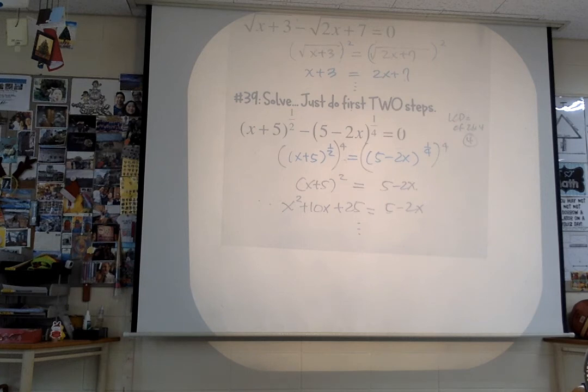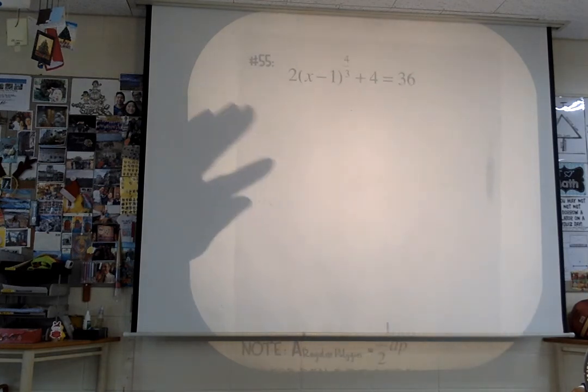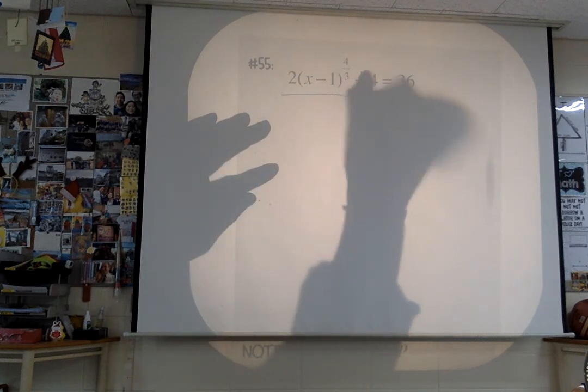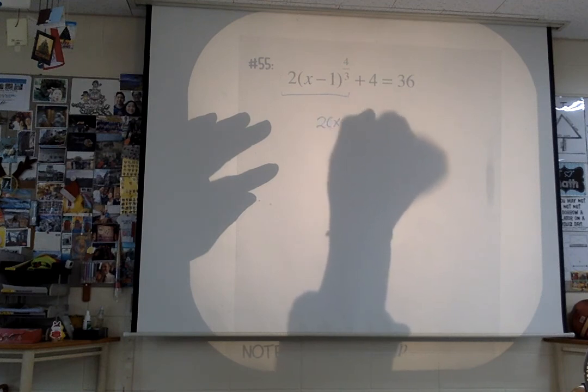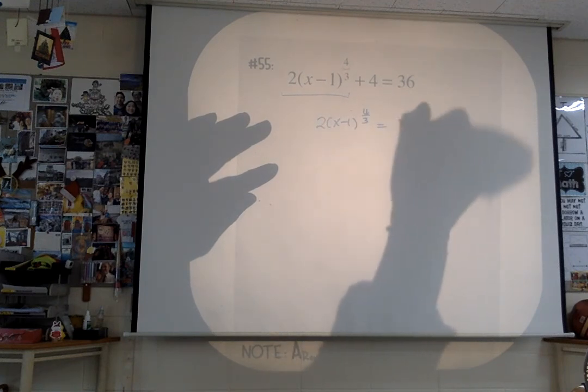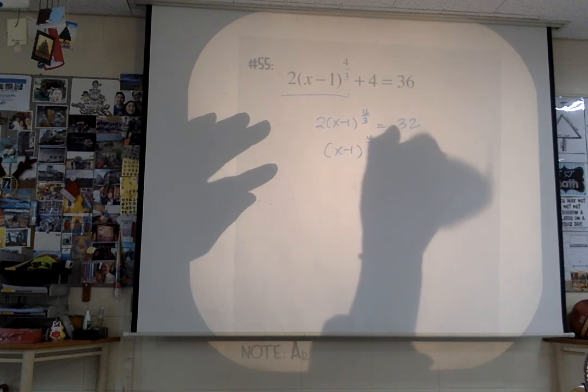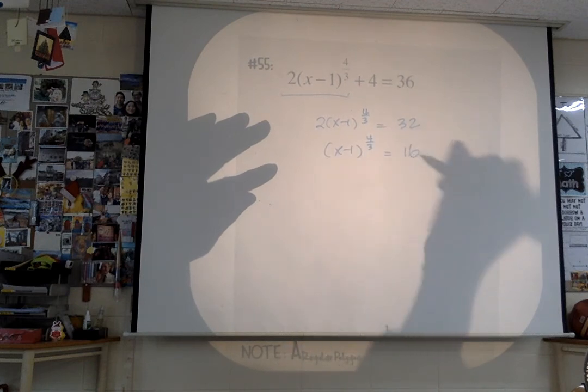Alright guys, that's pretty much it. I'll just give you one more really quickly and see if you can solve it all the way. Number 55 is the last one I'm going to show you an example of. Try the first step. Yep, you got it. Isolate this guy: 2x minus 1 to the 4/3 is equal to 32. Divide by 2, so x minus 1 to the 4/3 is equal to 16.